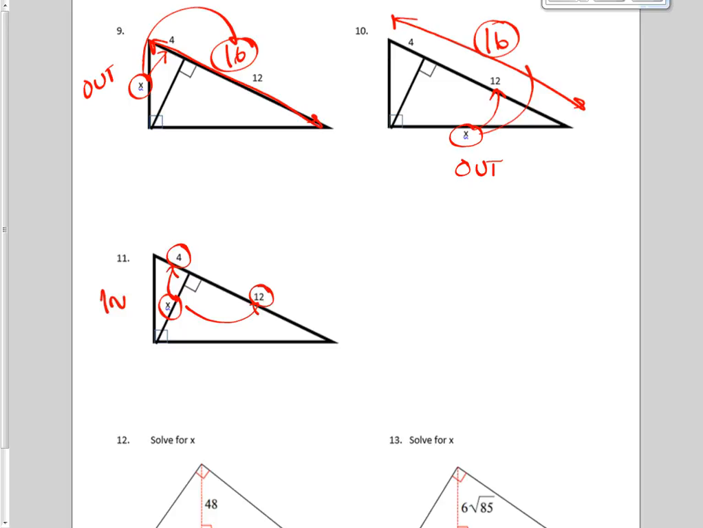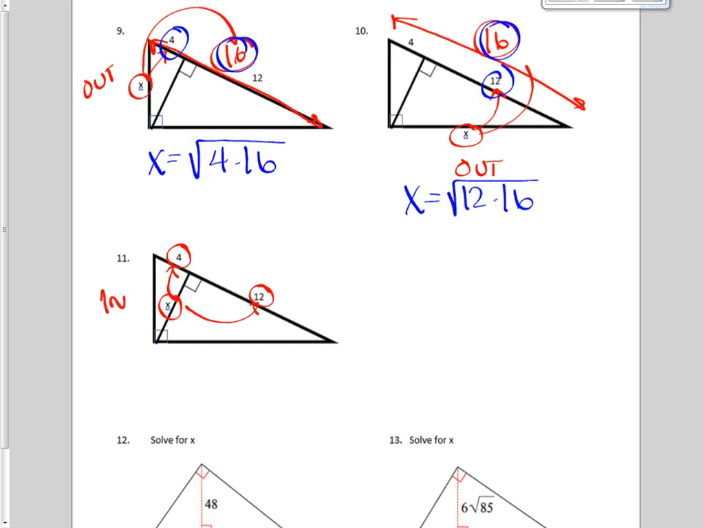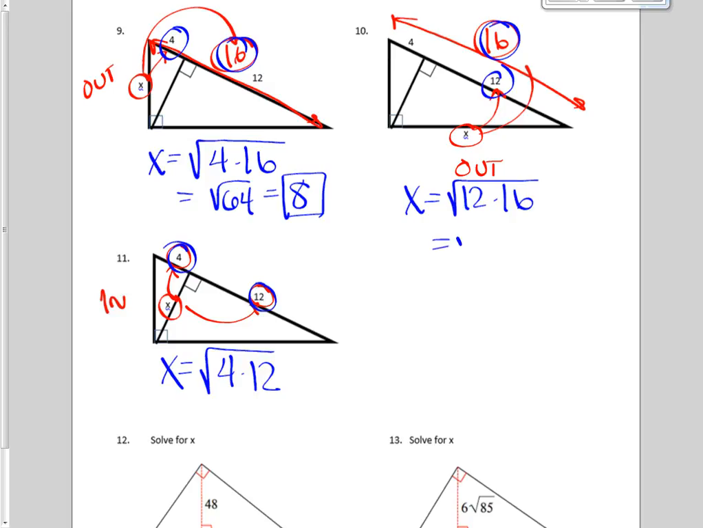So on all 3 of these cases, I put whatever is outside first, square root, and then I just use these 2 numbers. So 4 times 16. Over here, my square root is going to be these 2 numbers. 12 times 16. Over here, it's going to be these 2 numbers. 4 times 12. So this is radical 64, which is 8. This is radical, I believe this is 192, which doesn't simplify, so that's just done. And this is going to be radical 48, which doesn't simplify, so it's done.